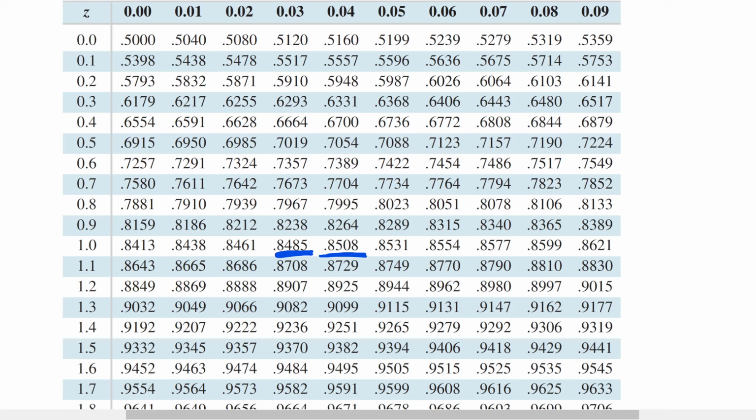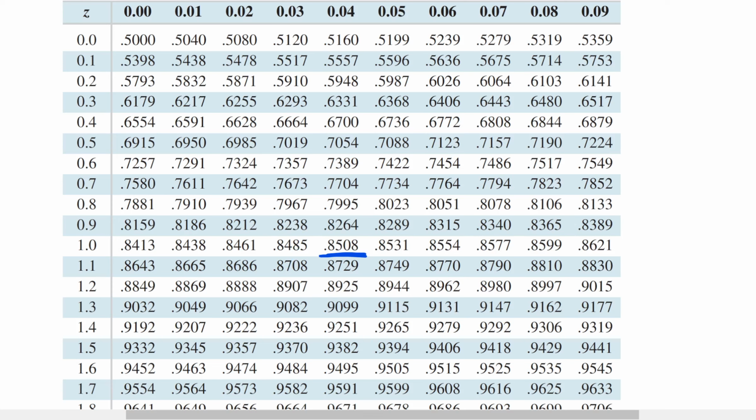So remember, how do you determine between two things? You figure out which is closest to 0.85. So which of these two seems closer to 0.85 to you? Well, the 0.8485 is 0.0015 away, whereas the 0.8508 is only 0.0008 away. So that's why we'll use this value.